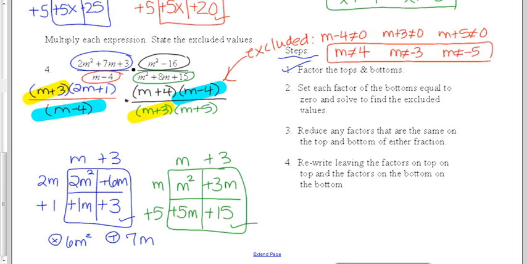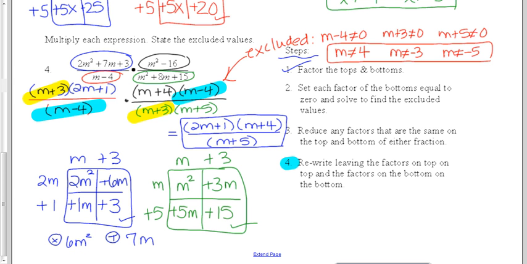Now I'm left for step number 4, which says to rewrite, leaving the factors on top and the factors on the bottom on the bottom. So that's my final step here. In my answer, I have 2m plus 1 on top. I have m plus 4 on top, and all I have left on the bottom is m plus 5. On the top, I would have to leave the parentheses. On the bottom, I don't have to, but those are my factors.